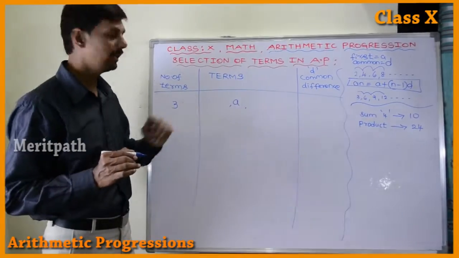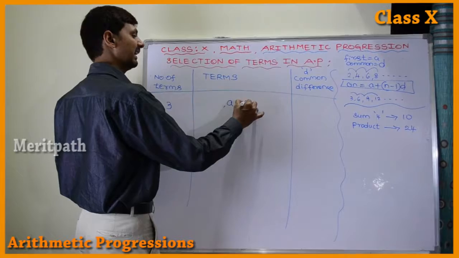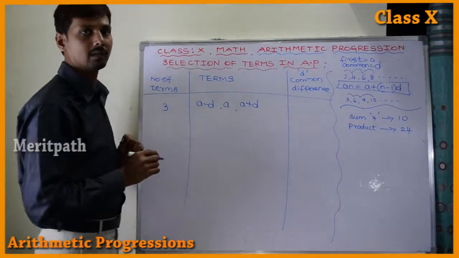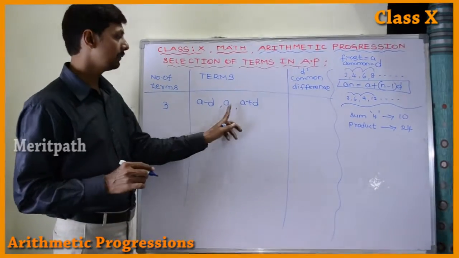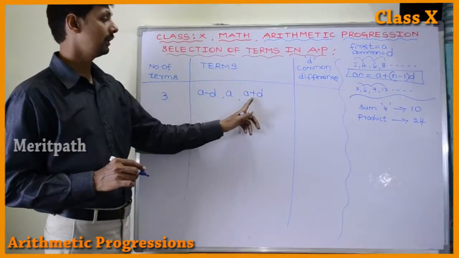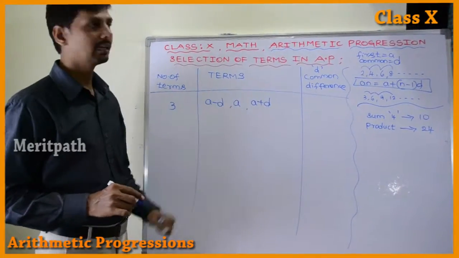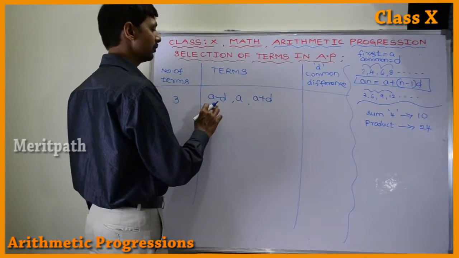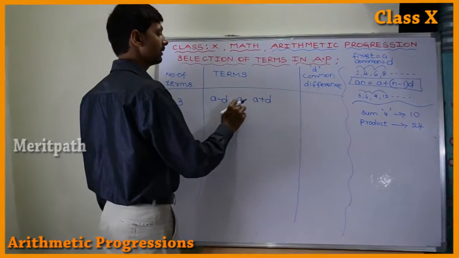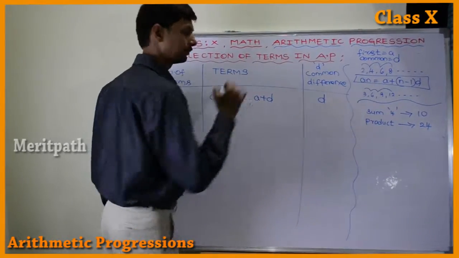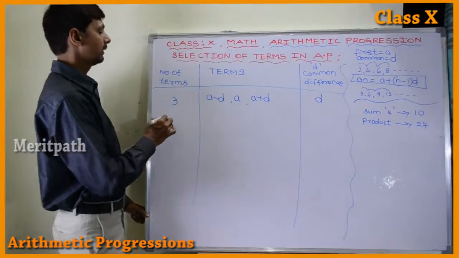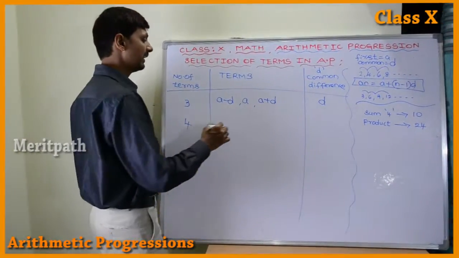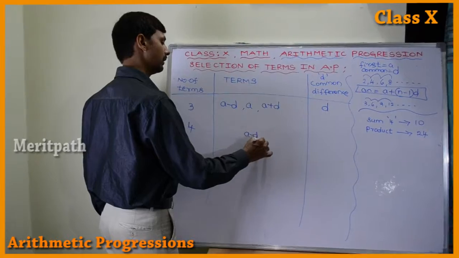the middle term as a, and the other terms as a plus d and a minus d. If the number of terms is 3, then the middle term is a and the other 2 terms are a plus d and a minus d. Here we can observe the common difference of all the 3 terms. The common difference between these two is d, and the common difference between these 2 terms is d. So if the number of terms is 4, then the middle terms are a minus d, a plus d.